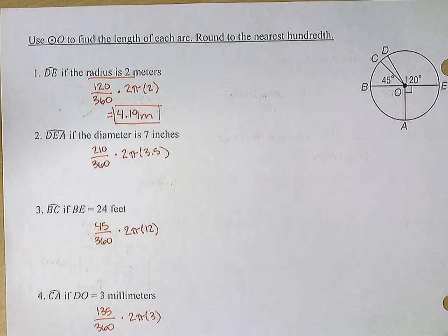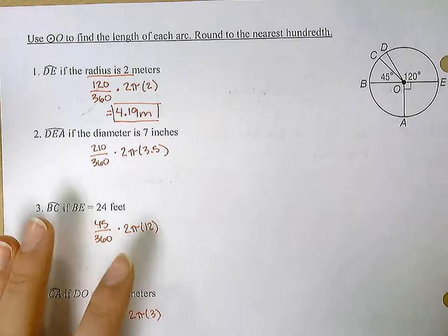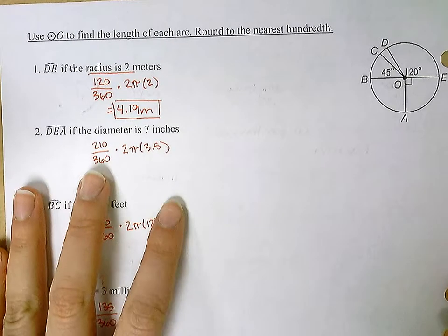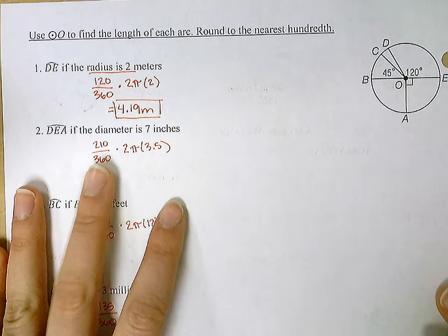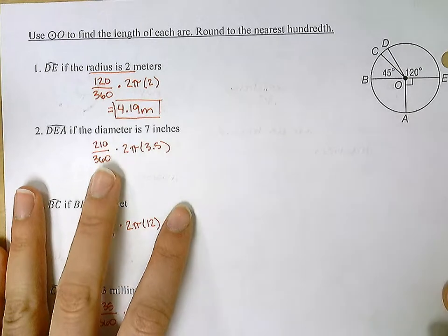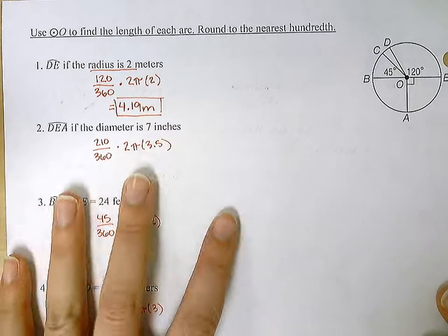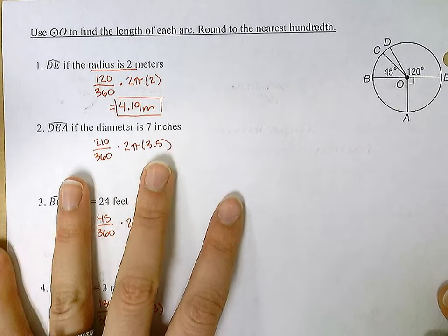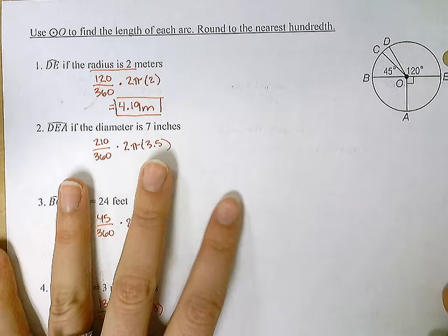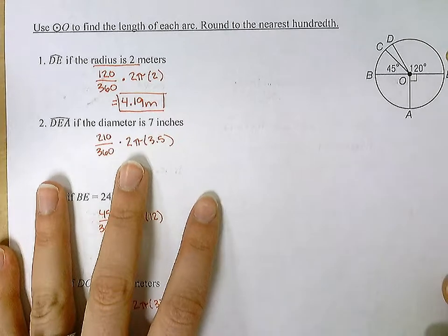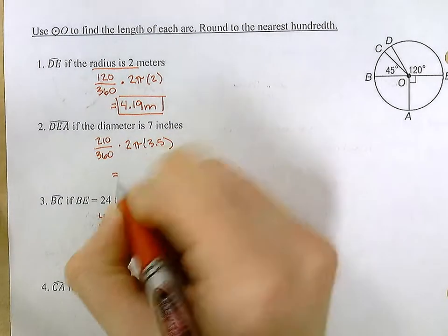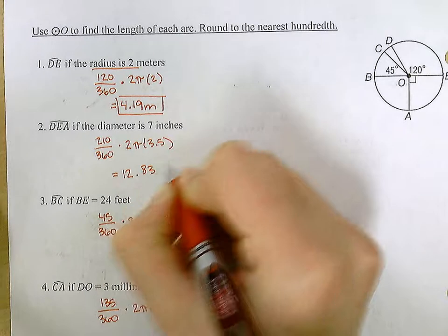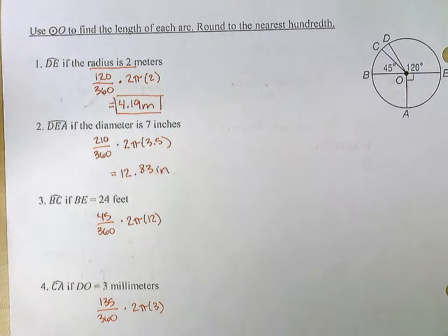All right, so with these last 3 problems, I have them set up. So number 2, my central angle for that arc was 210. Okay, 210, divide by 360. I was given the diameter, so I made it into a radius so I could use 2 pi r. If you did 7 times pi, that would work as well because that's the diameter times pi. You should get an answer of 12.83 inches.